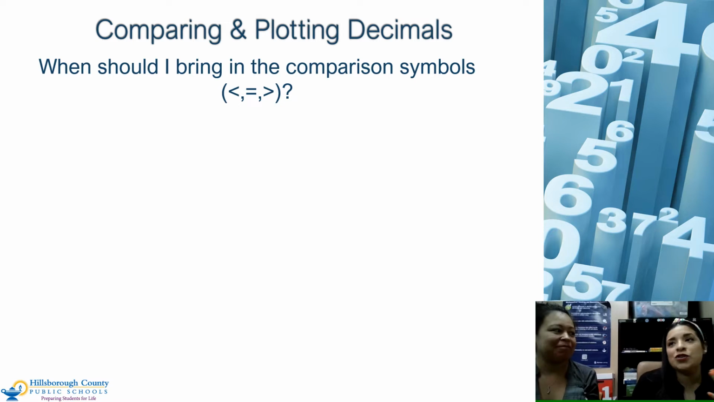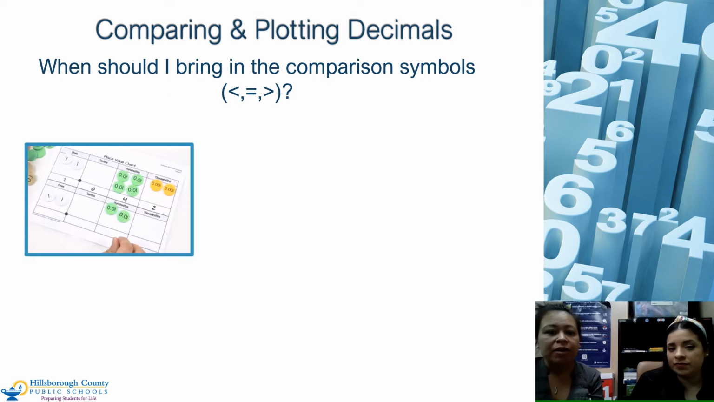So how should I go about going from comparing, plotting, then the symbols? Do we just use the symbols right away with comparing? That's a good question. So if you think, again, like we just talked about that concrete, representational, and abstract, the symbols are more of that abstract component. So when we're comparing and plotting our decimals, we want to make sure we start with the tools. Start with a place value mat, just like you see in the picture, and some place value discs or base 10 blocks. Okay. That's a great place to start.